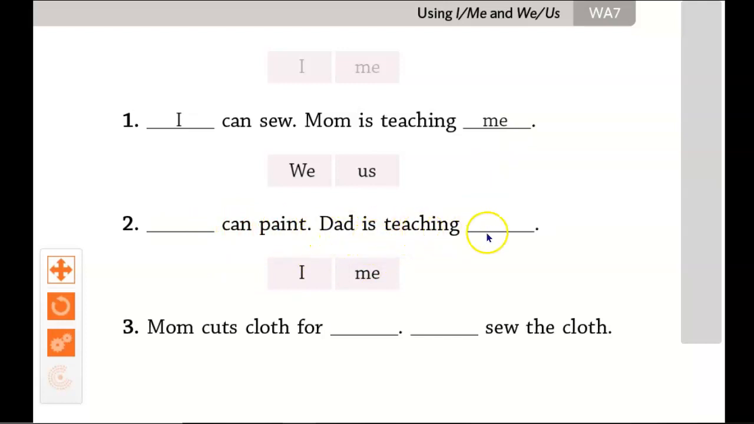All right, blank can paint, period. Dad is teaching blank. So what should I put here? Should I put we or us? What do you think? We can paint? Us can paint? Yeah, did you say we? Good job. We can paint.